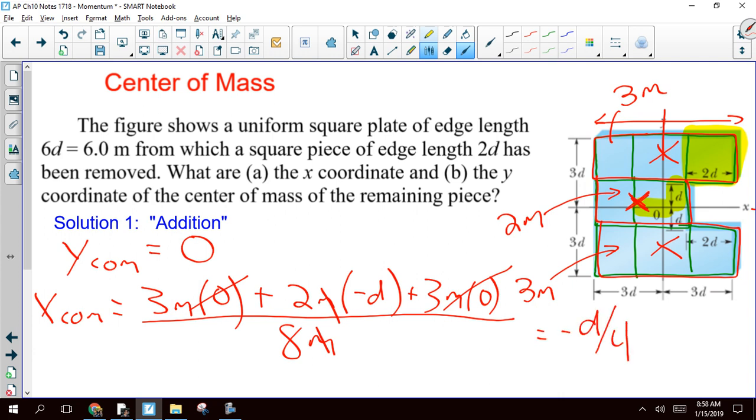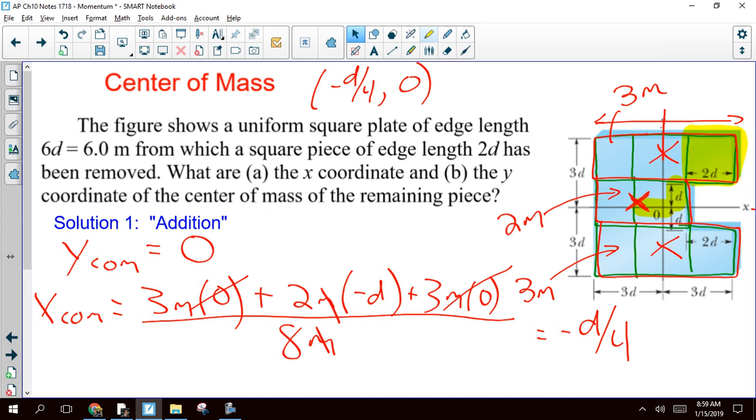Okay, so that means that my center of mass is at negative d over 4, comma 0. All right, and I guess the problem tells us that d is 1 meter. So that is one way of doing this. Again, notice it's about breaking it up into uniform symmetric shapes and finding the center of mass of each chunk. All right, so let's do this another way.